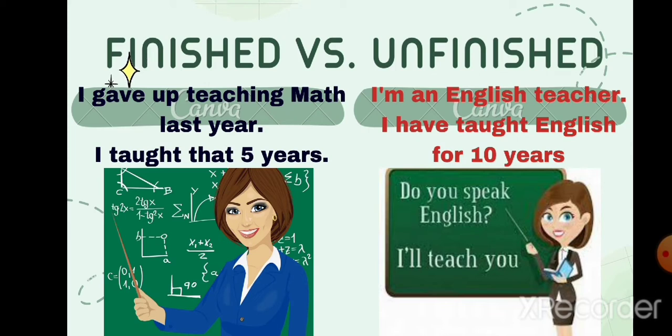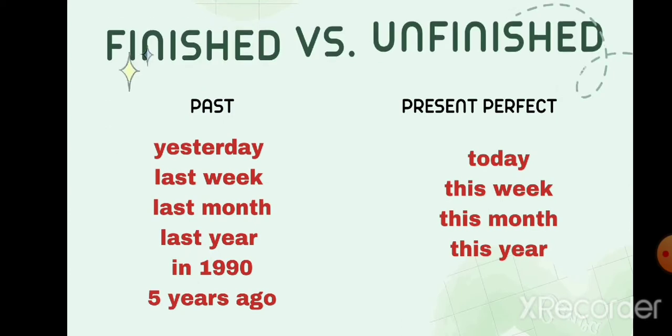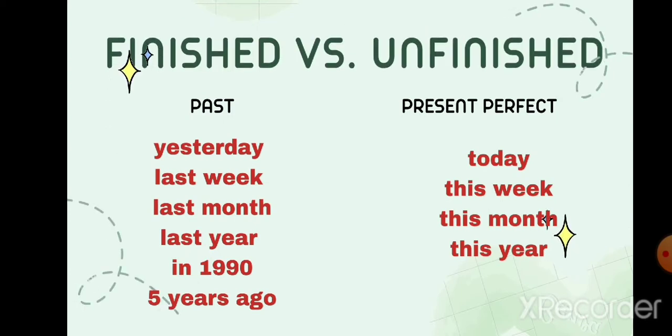For example, I'm an English teacher. I've taught English for 10 years. It means I'm still teaching that. And some more words can help us to differentiate those two tenses, like yesterday, last week, last month, last year, in 1990, 5 years ago can show us past, while today, this week, this month, this year can help us to differentiate present perfect. I was at the zoo yesterday.